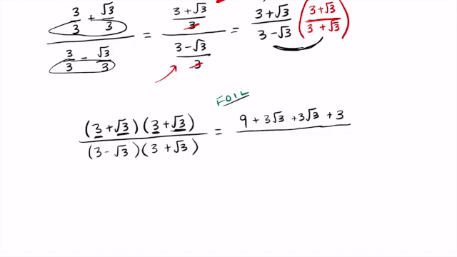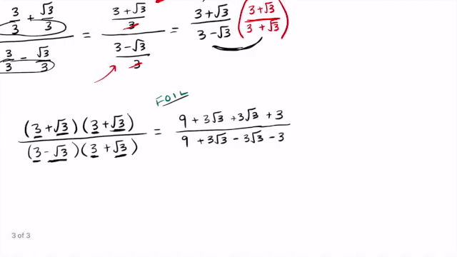So 3 times 3 gives me 9. 3 times root 3 gives me a positive 3 root 3. Negative root 3 times 3 gives me a negative 3 root 3. And then negative root 3 times root 3 gives me a negative square root 9, which is negative 3. And so now we get some good things happening. In my denominator, these two terms cancel because of the positive and negative, and that's nice because it's just going to leave me with 9 minus 3, giving me 6.